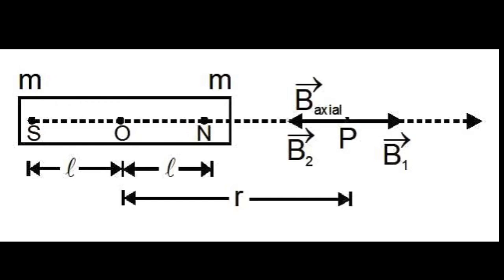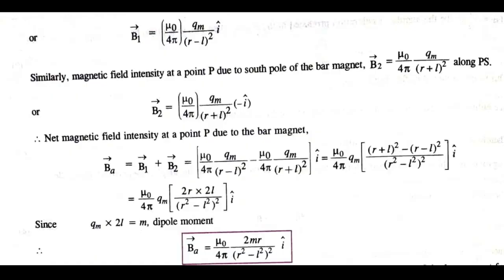Capital P is the point where we are going to calculate the magnetic field intensity. Assume that the presence of the unit north pole at point P does not affect the magnetic field at point P due to the bar magnet. Now the magnetic field intensity at point P due to the north pole of the bar magnet is equal to the force experienced by the unit north pole at P due to the north pole of the magnet, and this force is acting along the x-axis, so we represent the direction by using i cap.